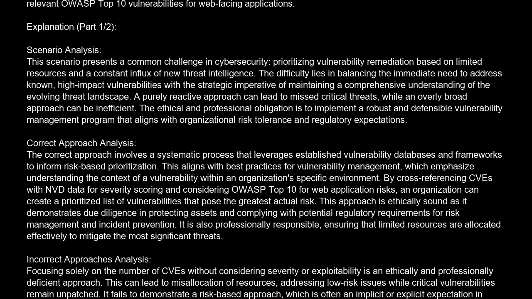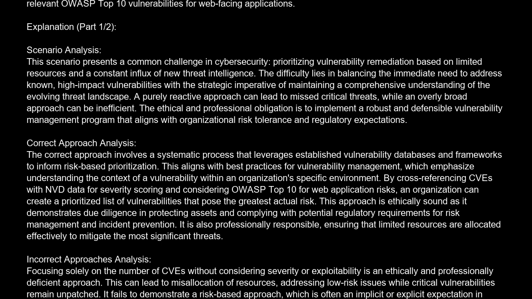Incorrect approaches analysis. Focusing solely on the number of CVEs without considering severity or exploitability is an ethically and professionally deficient approach. This can lead to misallocation of resources, addressing low-risk issues while critical vulnerabilities remain unpatched. It fails to demonstrate a risk-based approach, which is often an implicit or explicit expectation in cybersecurity frameworks and potentially in regulatory guidance concerning data protection and system integrity.